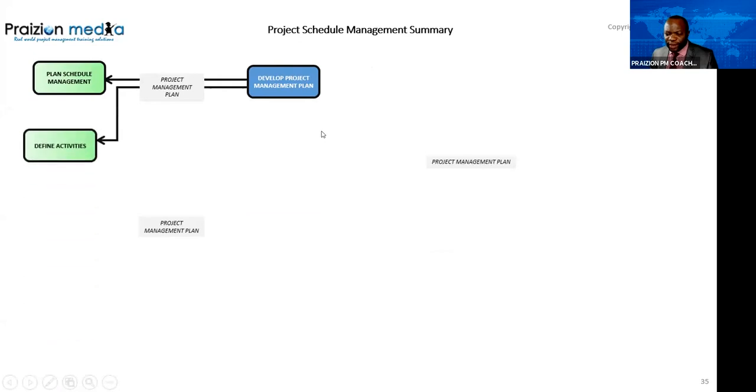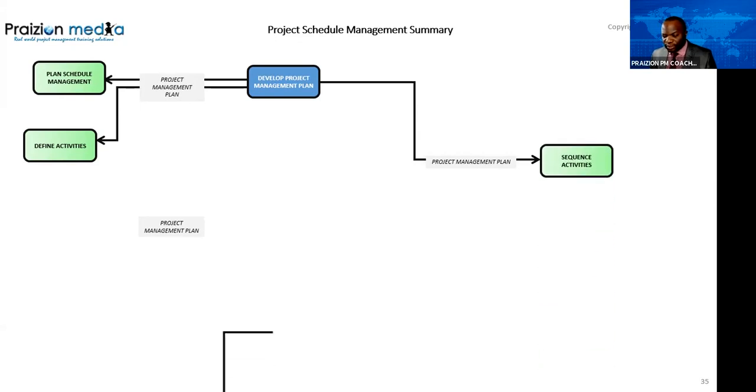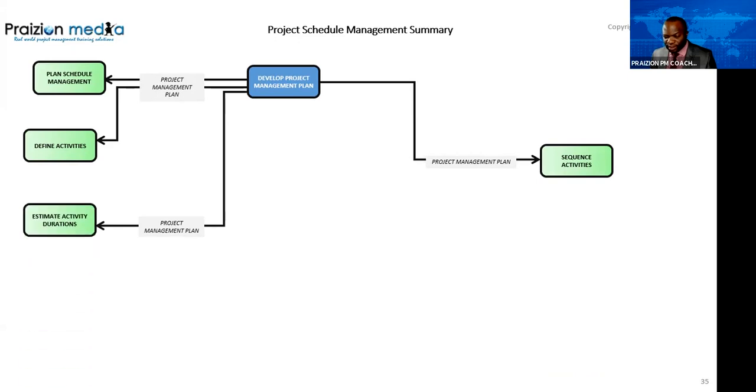And in addition, we have the project management plan going into every process. Every single process in schedule management uses the project management plan. You see this? Define activities, project management plan. Sequence activities, project management plan. Estimate activity durations, project management plan. You see? Why? Because the schedule management plan is part of the project management plan when all is said and done.